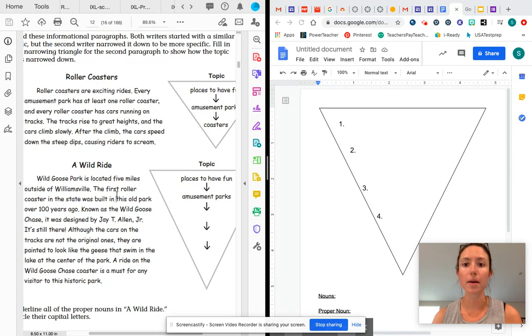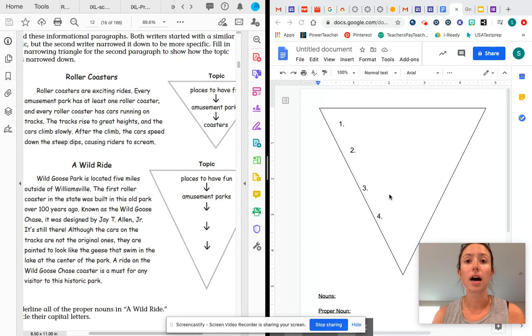So what we're going to talk about today is taking an idea from being really broad and really big and bringing it in to be more specific. Because that's the way that your writing is going to be more interesting to your reader and is going to help you stay on topic. So one of the things that you can do to help take your topic from really broad to narrow is to create one of these narrowing triangles.